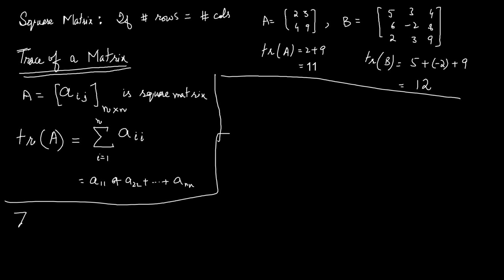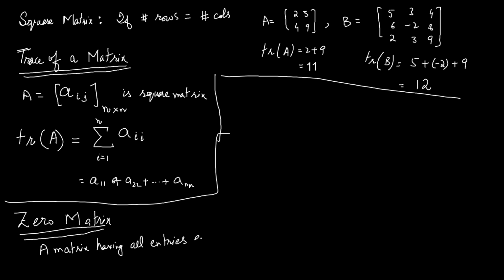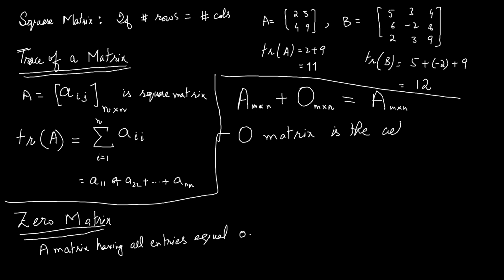Another concept is the zero matrix, which we have already seen when we discussed matrix addition. A matrix having all of its entries equal to 0 is called a zero matrix. A zero matrix is the additive identity for matrices.